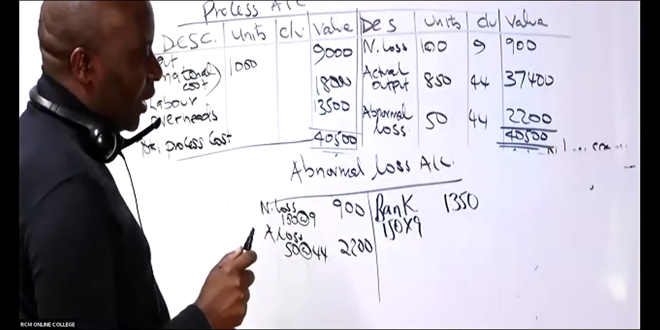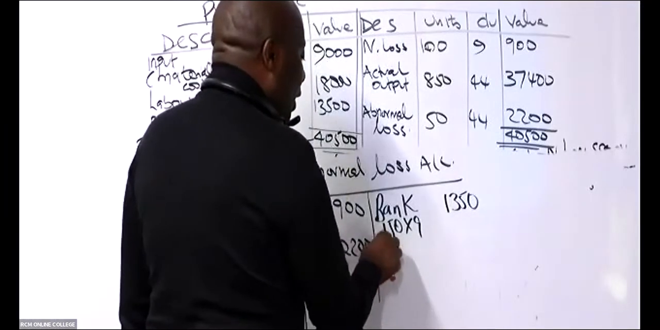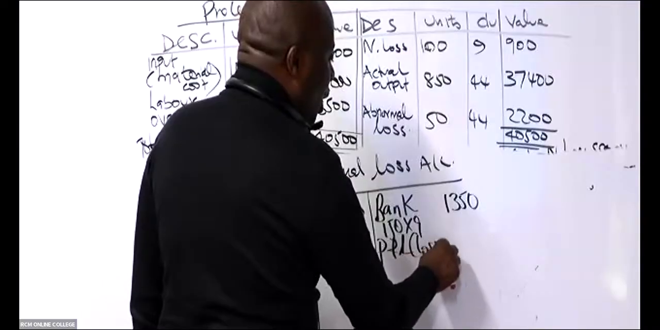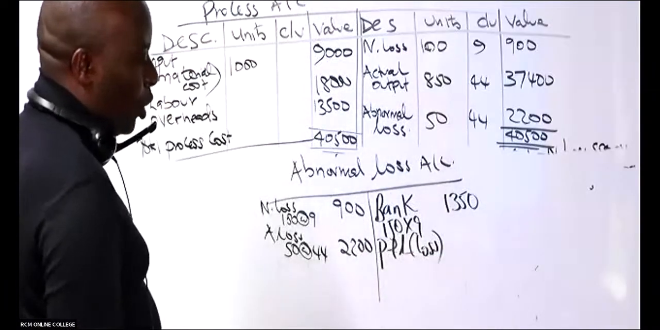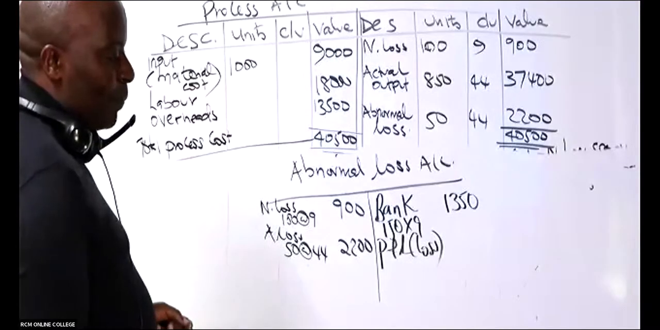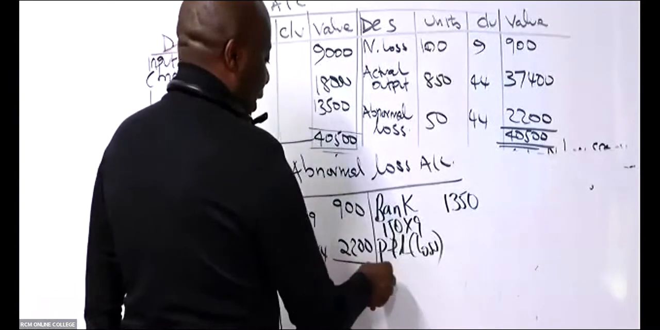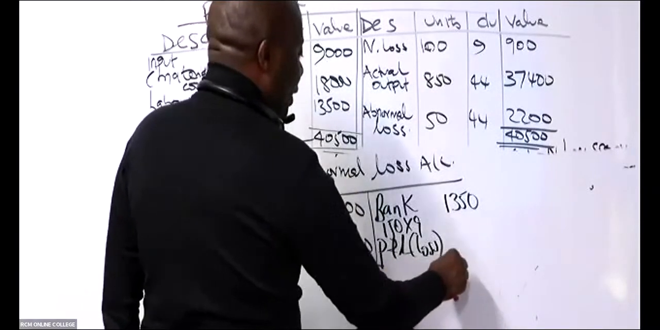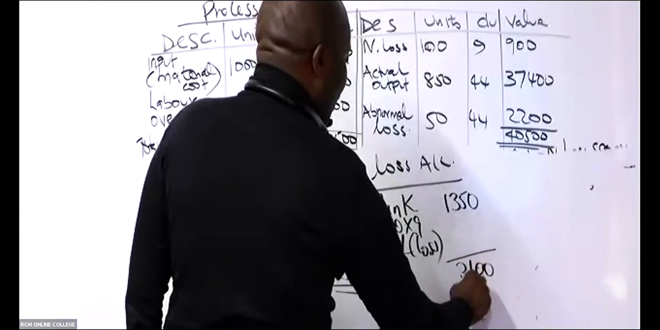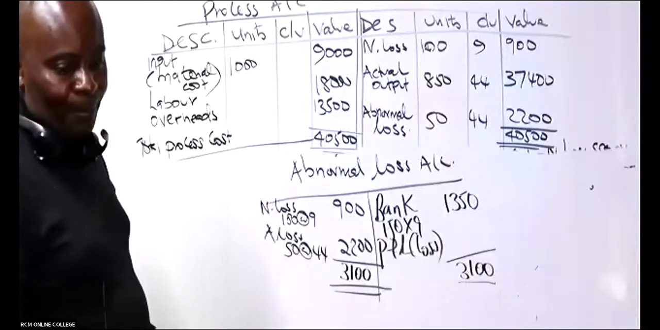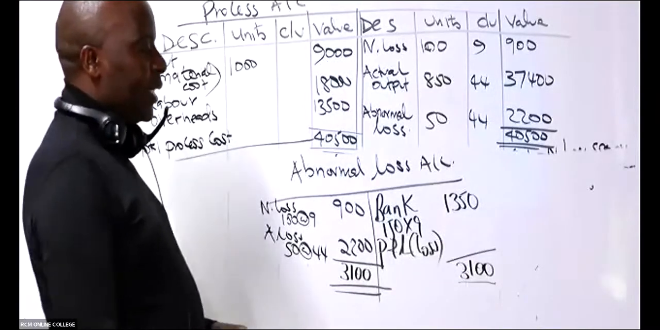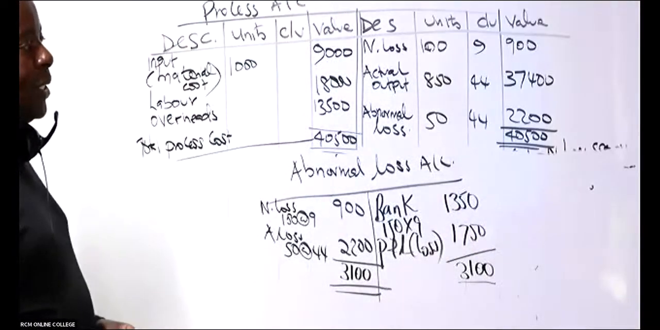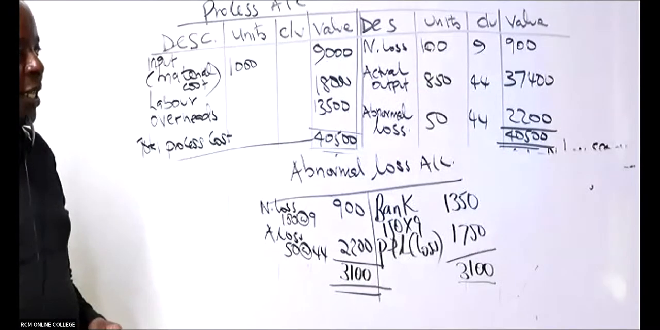So meaning that this will be a loss. We shall be able to take the loss to the P and L. The loss on disposal will be the balancing figure. So we'll be able to come here and add. This gives me 3,100. So then what is the balancing figure? The balancing figure, I'm told, is 1,750.